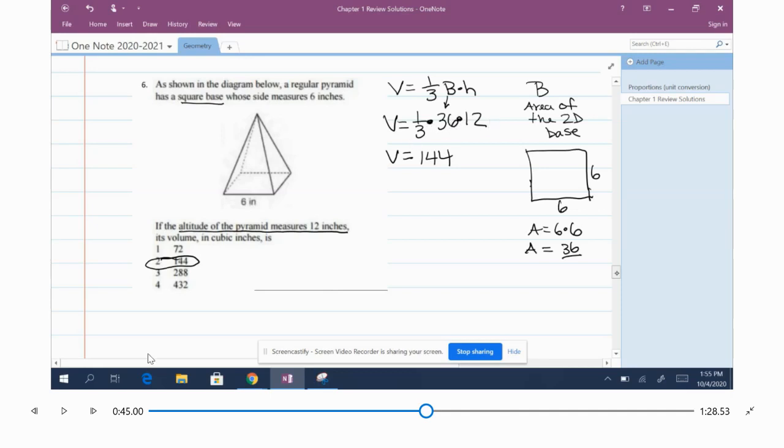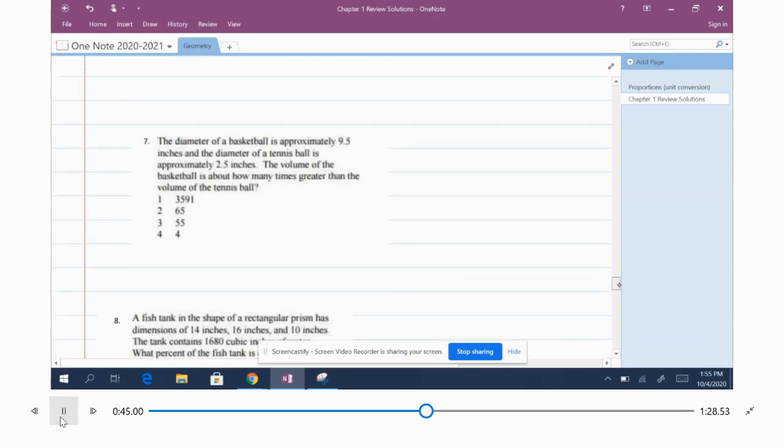Let's see, that'd be 20. Maybe not. That's good. So they did not trick us too badly there. The altitude is the same as saying the height. So that's that.